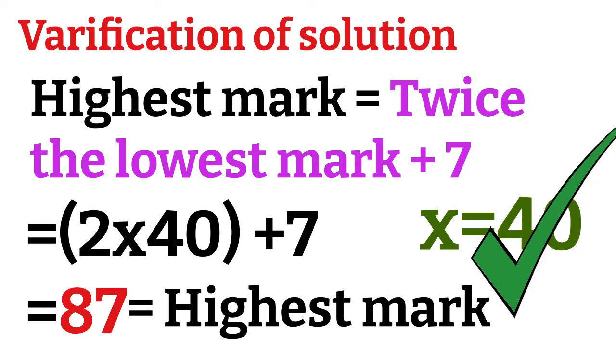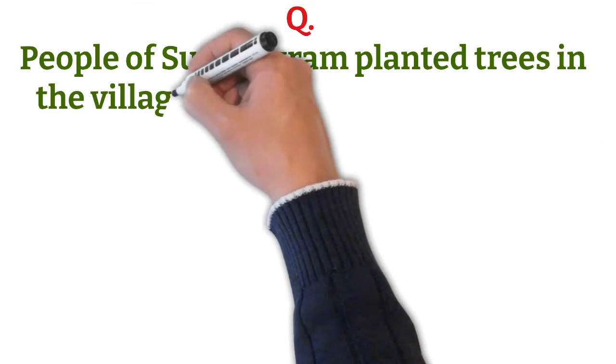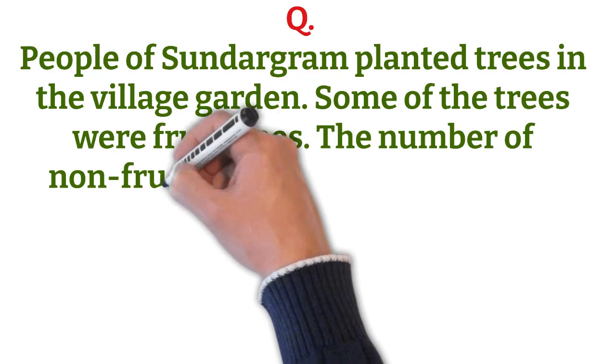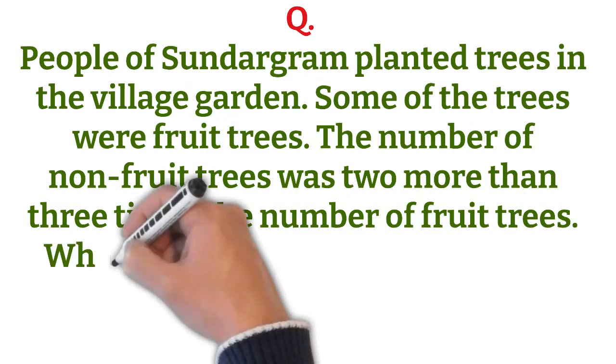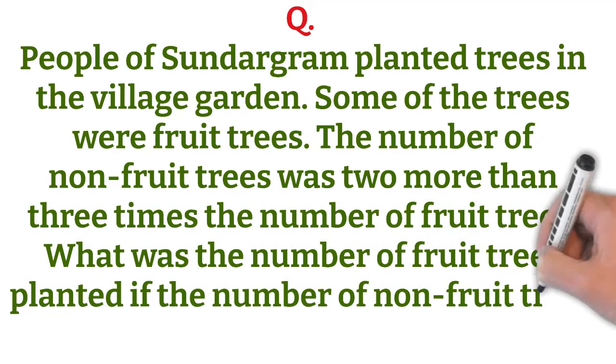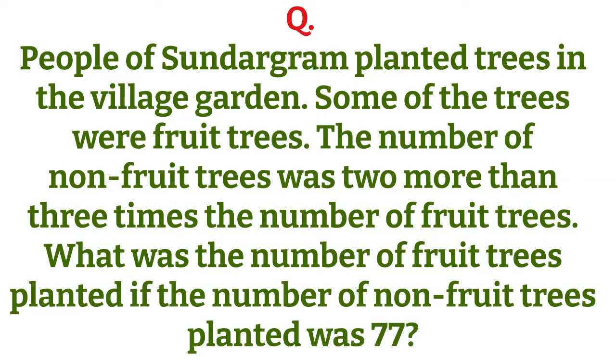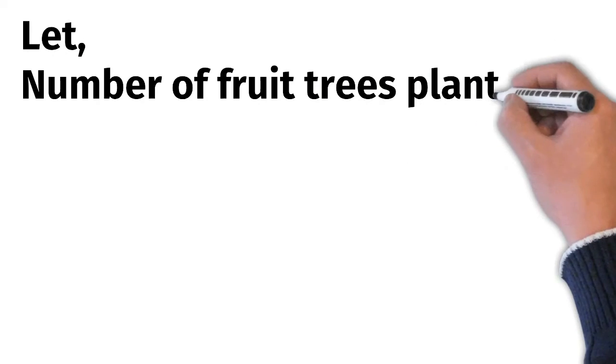Another illustration. People of Sundargram planted trees in the village garden. Some of the trees were fruit trees. The number of non-fruit trees was 2 more than 3 times the number of fruit trees. What was the number of fruit trees planted if the number of non-fruit trees planted was 77? Let's first set an equation. Always take a variable for the number that has been asked, that is unknown. Thus, let the number of fruit trees planted be y.